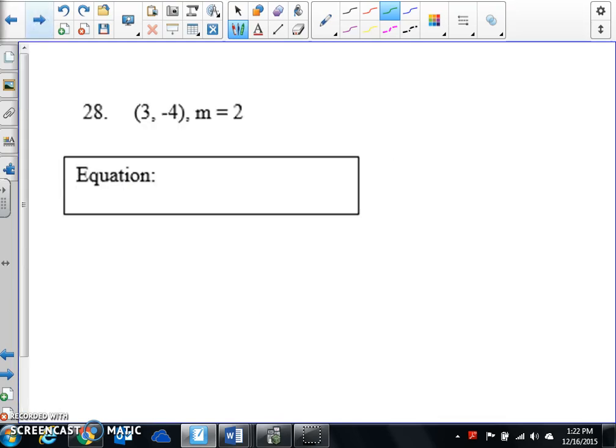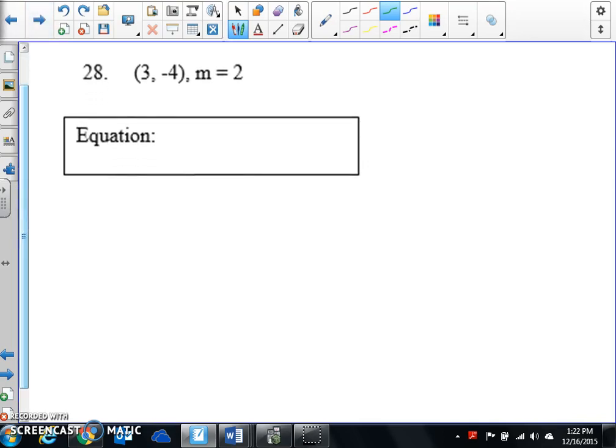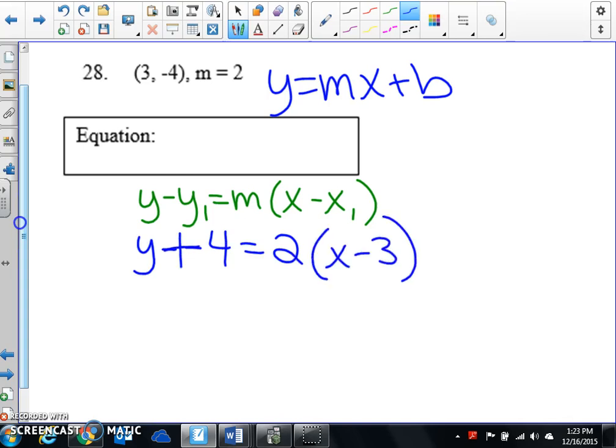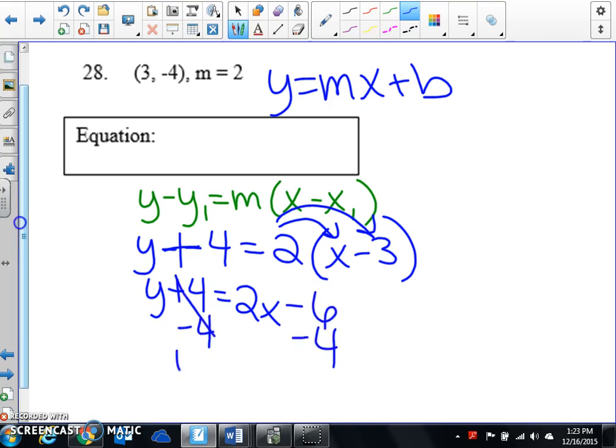All right, this is the last one for slope-intercept, I believe. So they gave me that the slope is 2. My point is 3, -4, so I go to point slope. I ultimately want to get it in slope-intercept. So y minus a -4 equals 2 times x minus 3. This becomes a positive, so I have y plus 4. Distribute, 2 times x is 2x. 2 times -3 is -6. And then I subtract 4 on both sides, giving me y equals 2x minus 10.